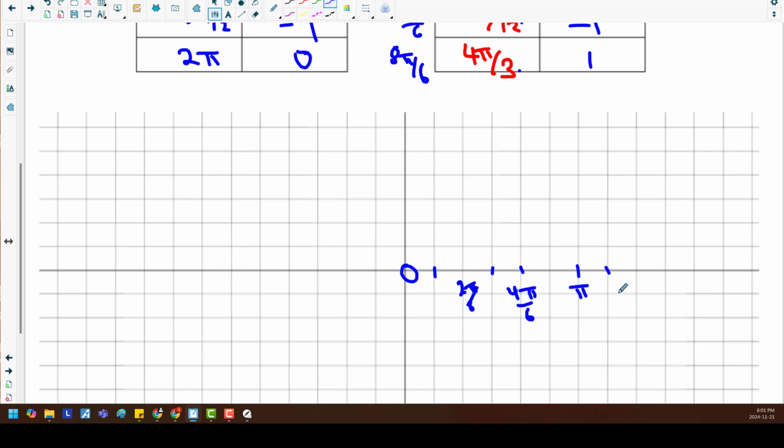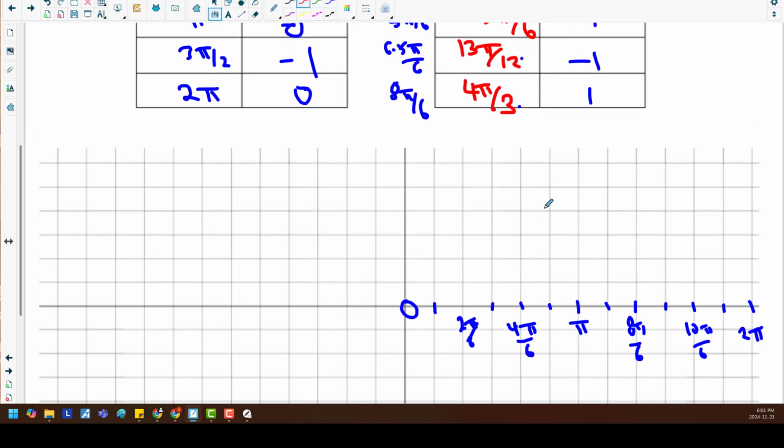Then I have 7 pi over 6, 8 pi over 6, 9 pi over 6, 10 pi over 6, 11 pi over 6, and then 12 pi over 6, same thing as 2 pi.